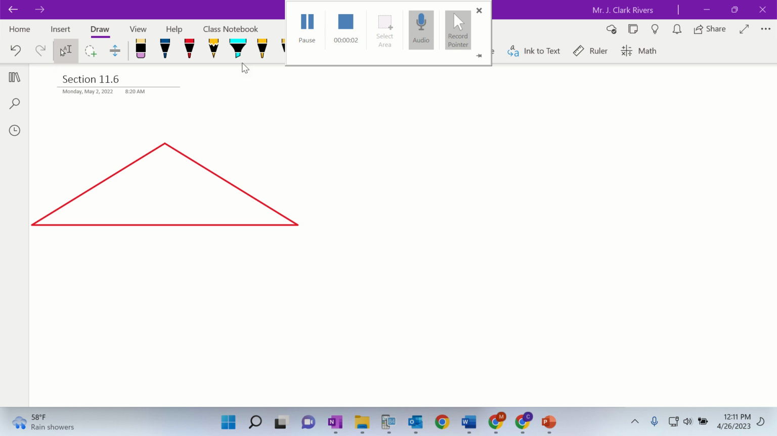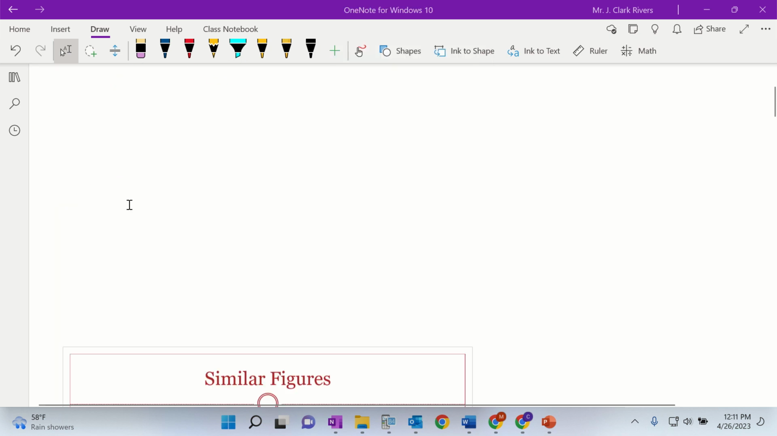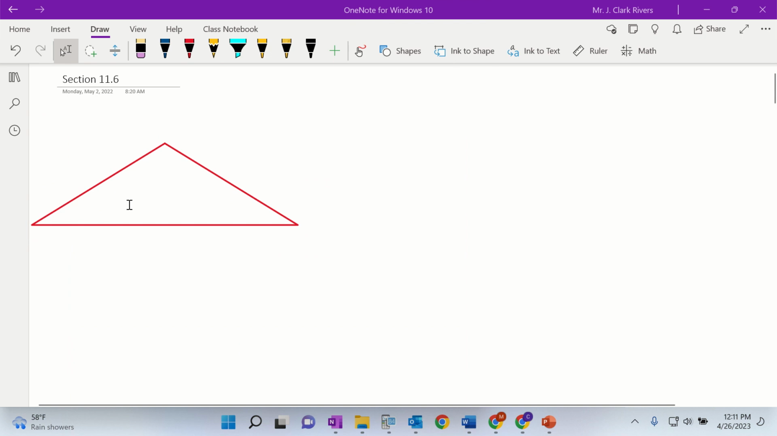Today we're going to talk about section 11.6. This is in your class notes here, similar figures. I've got this blank space up here on purpose. If you're in class right now, just keep your computer shut and just watch this if you would for a moment. Here we have a triangle.